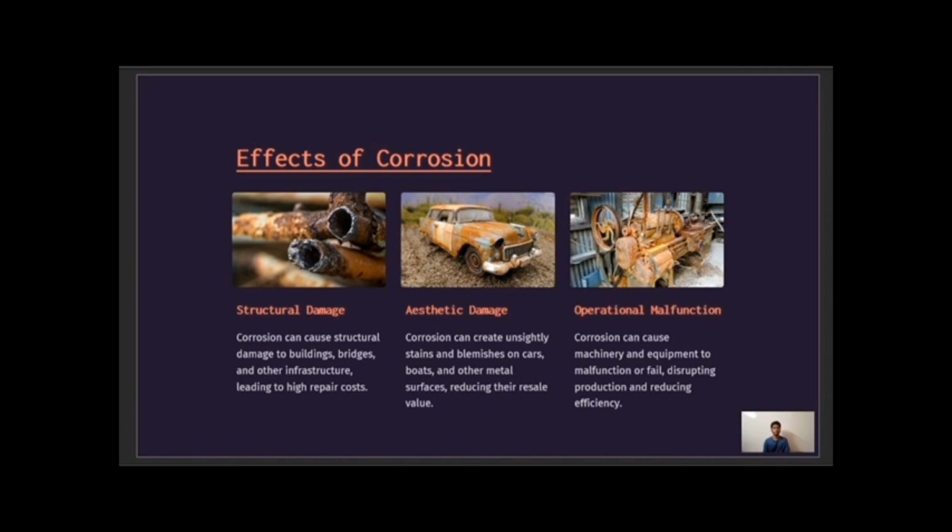Effects of corrosion. The main effects are structural damage, aesthetic damage, and operational malfunction. Structural damage: corrosion can cause structural damage to buildings, bridges, and other infrastructures, leading to high repair costs. Aesthetic damage: corrosion can create unsightly stains and blemishes on cars, boats, and other metal surfaces, reducing their resale value. Operational malfunction: corrosion can cause machinery and equipment to malfunction or fail, disrupting production and reducing efficiency.